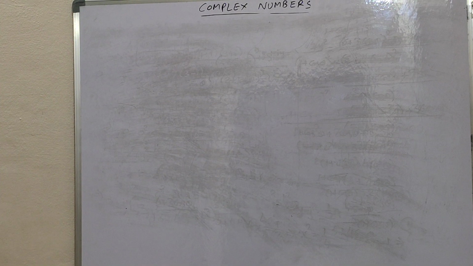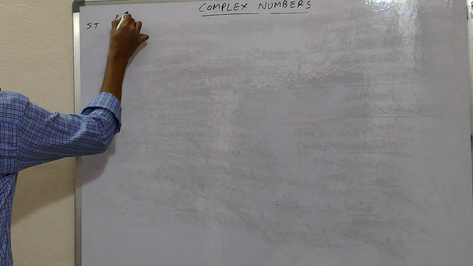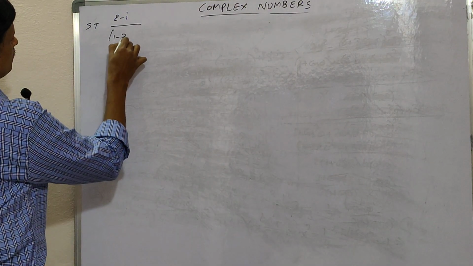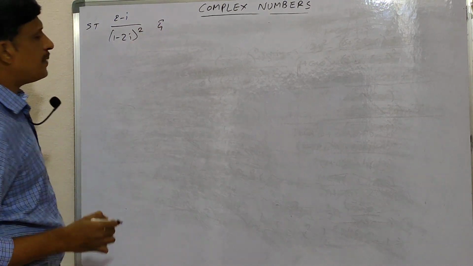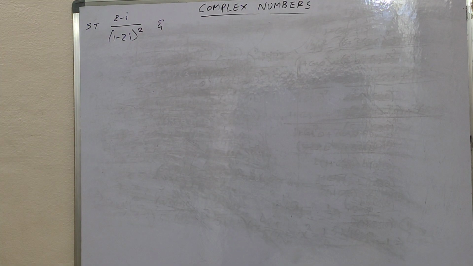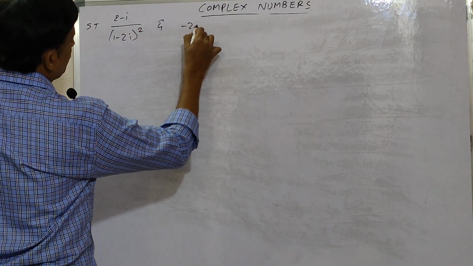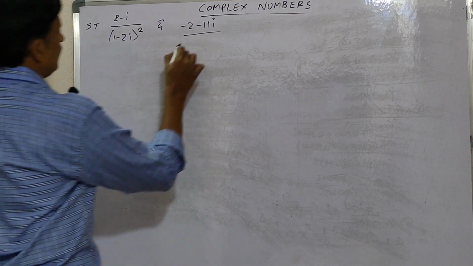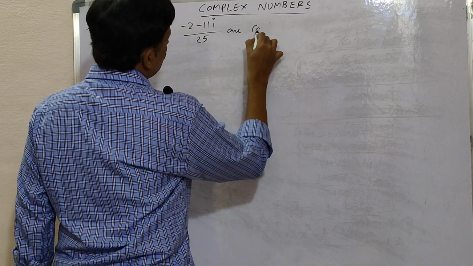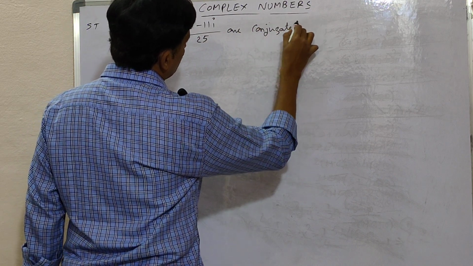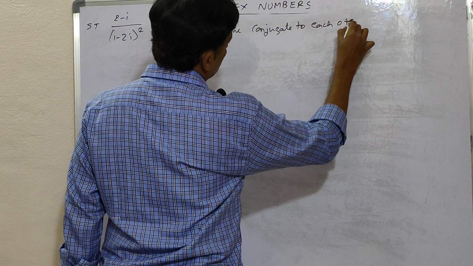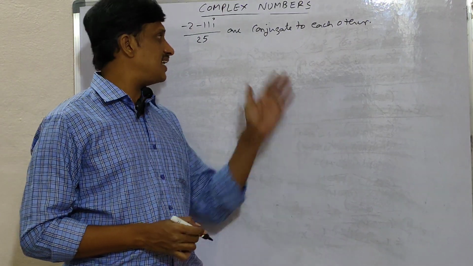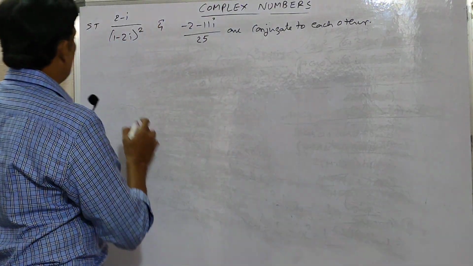So we have to show that (2 minus i) by (1 minus 2i) whole square, and (minus 2 minus 11i) by 25 are conjugate to each other. So consider the first complex number and find its conjugate complex number, then the result should be equal to the second one.